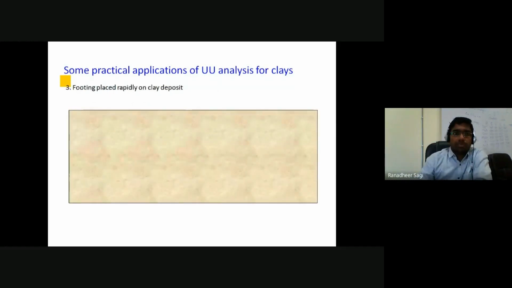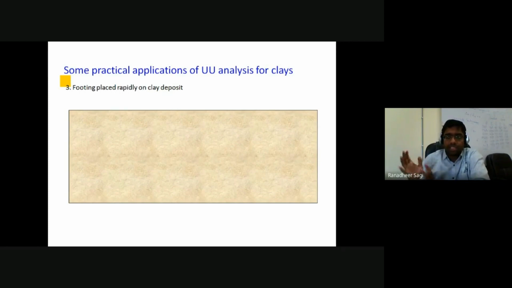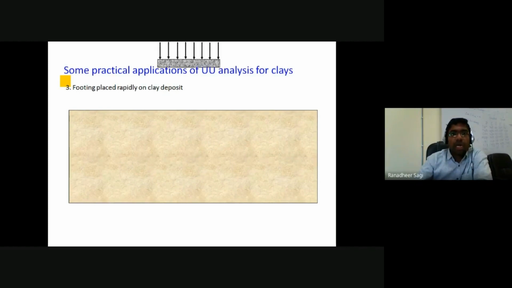This is another example, like a footing placed rapidly on a clay deposit. Placed rapidly, in the sense that the construction of the footing and the superstructure expected to come up there on soft clay, is taken up at a very fast rate. You are constructing your foundation and then your superstructure relatively quickly. So automatically the soil below your foundation would mostly exist in an undrained state.